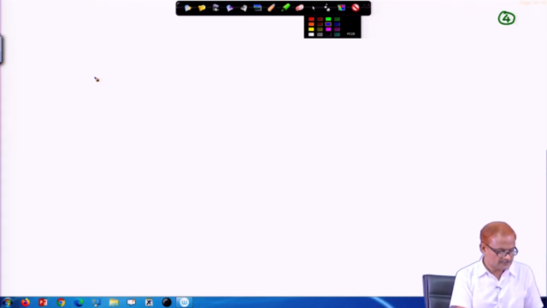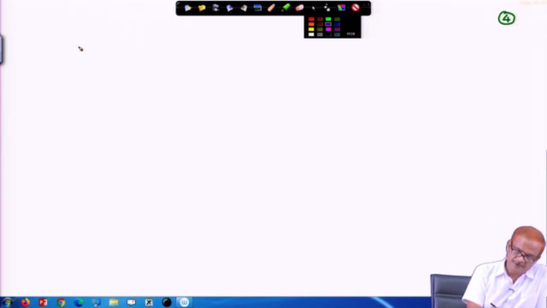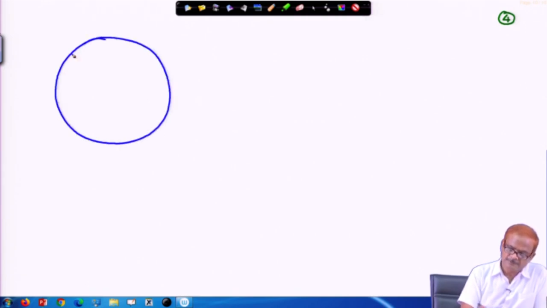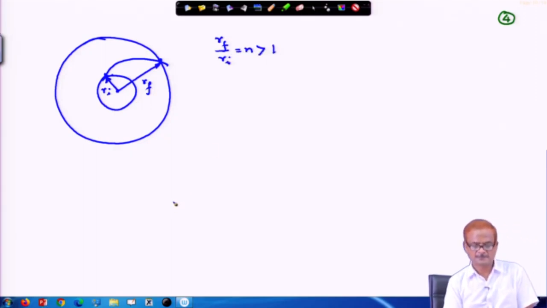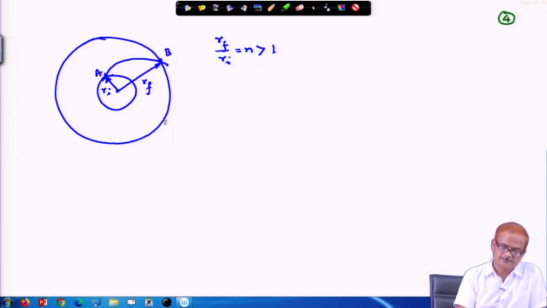Once we have done this, the same exercise can be done for going from the inner to the outer orbit. So similarly, we have the inner orbit here and some satellite is here, and a transfer is required to go from this place to this place. So in this case, this is the final position and this is the initial position, this is R I and R F. In this case, R f by R I, which we have written as n, is greater than 1. So this is A and B, the initial orbit, and this is the final orbit.